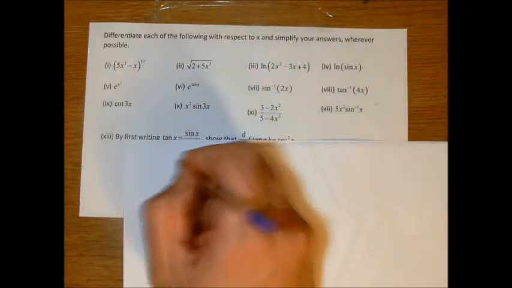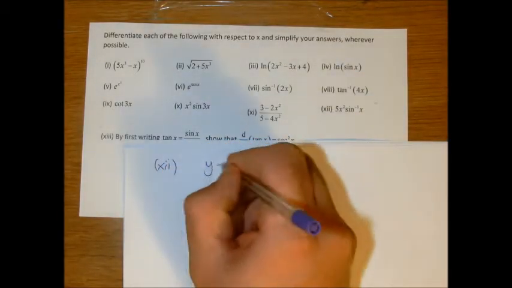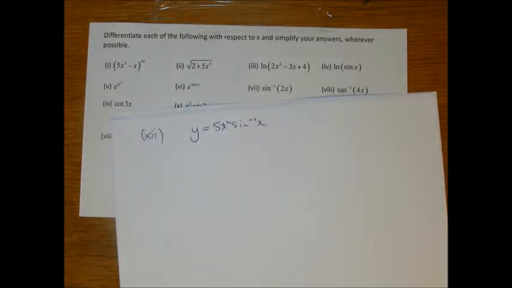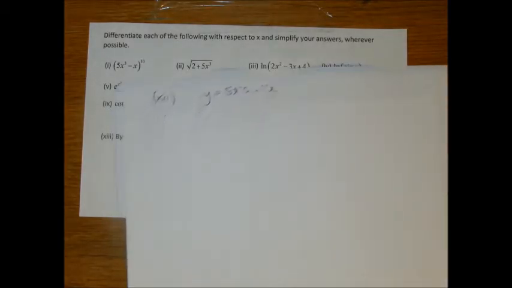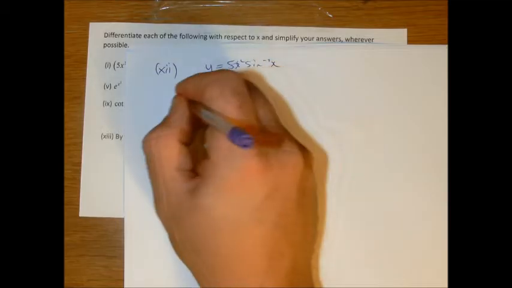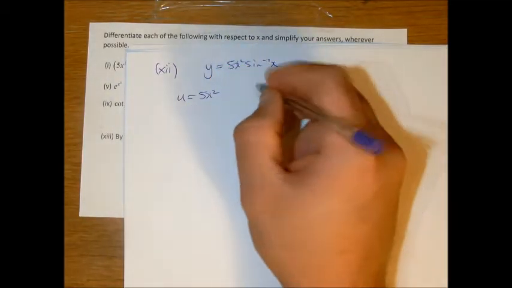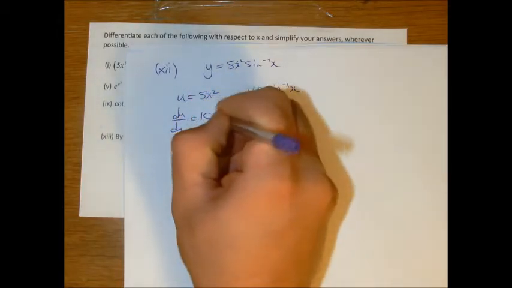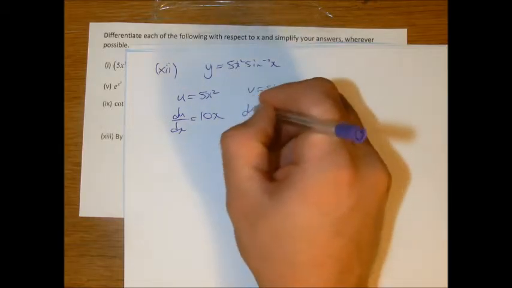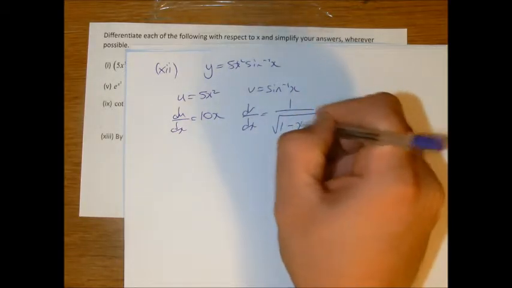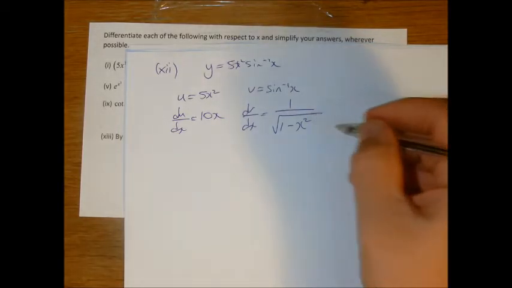Okay, question 12. Y equals 5x squared sine to the minus 1 of x. Alright, so with this one, don't forget you look at what you've got. And of course it's a product, okay, so we've got that times that, so u equals 5x squared and v will equal sine to the minus 1 of x. Okay, so when you differentiate, then you do your du dx is 10x, okay, and you've got to do dv dx here, and don't forget from earlier on, dv dx from the formula booklet is 1 over the square root of 1 minus x squared.